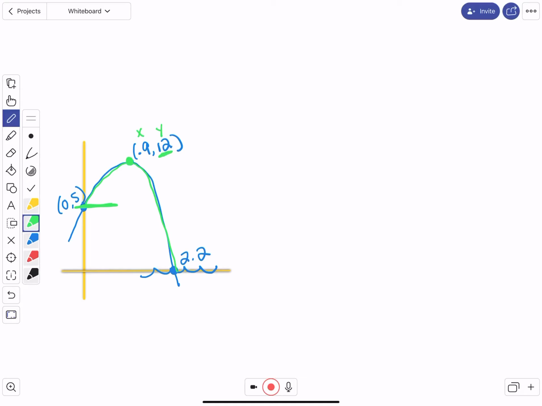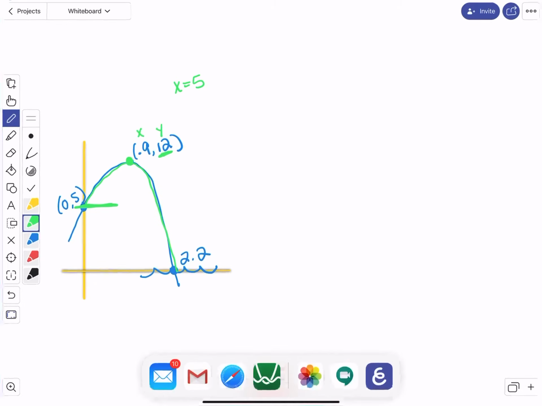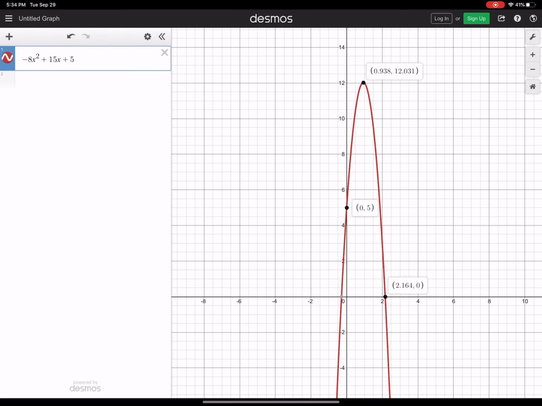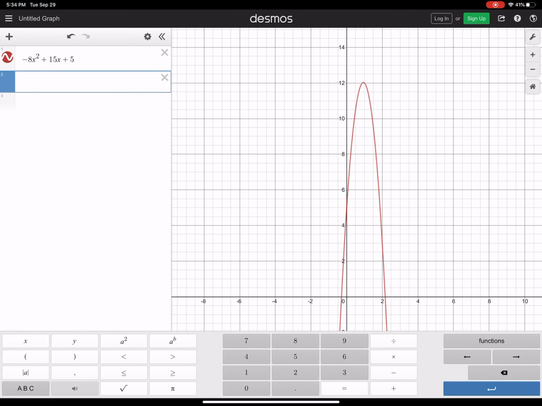Question 9, how high is the diver after 0.5 seconds? Okay, well, X is 0.5, okay? So what you want to do in Desmos is you want to go here, and we didn't do anything like this in notes. This one was kind of a difficult question. This is like a challenge question here.